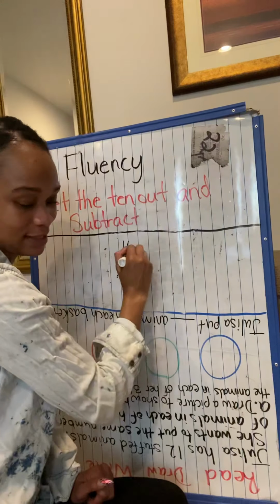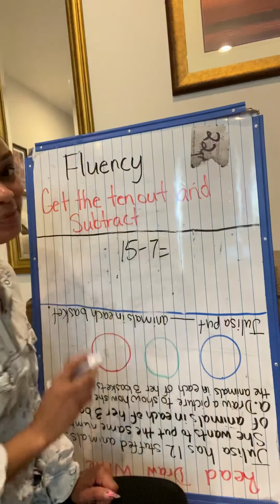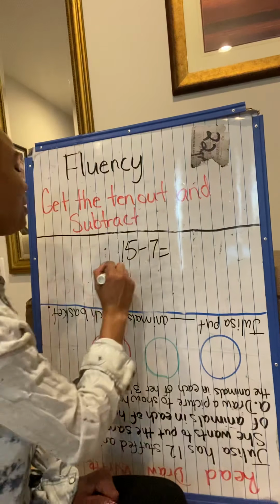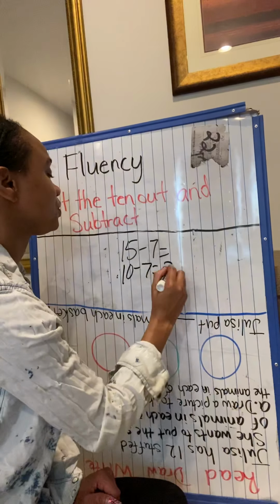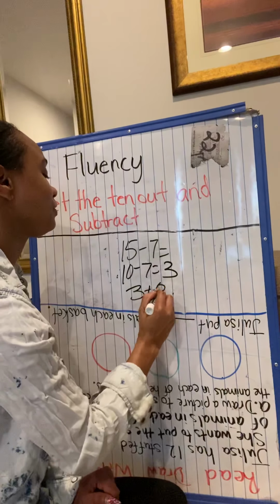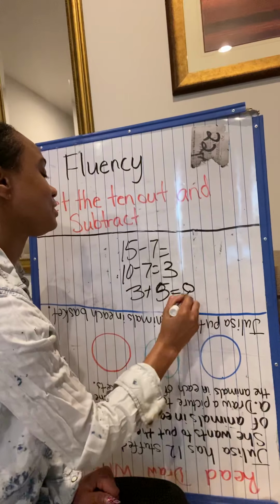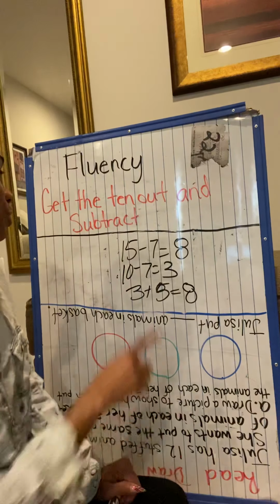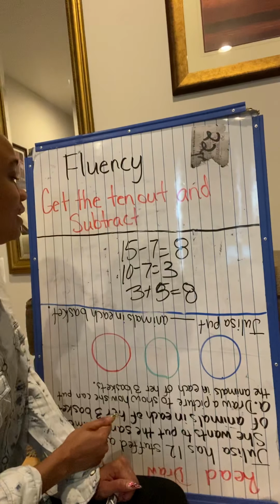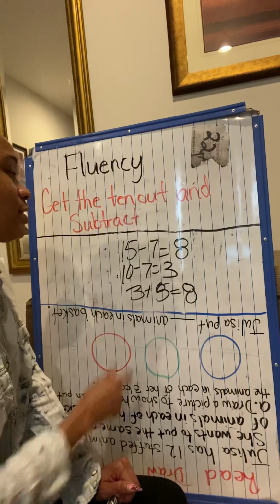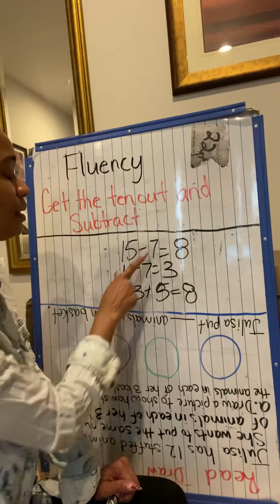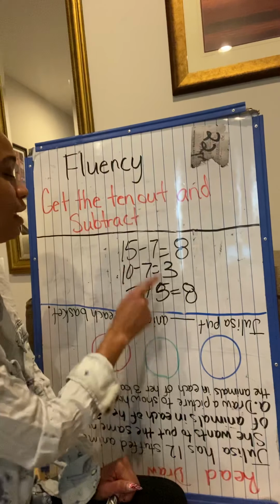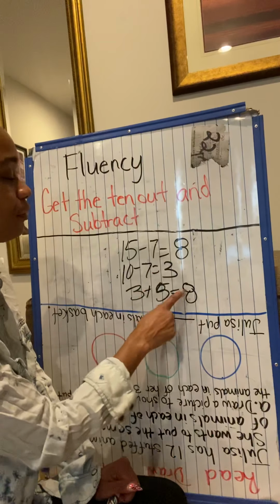How about 15 minus 7? Yep, 10 minus 7 equals 3. 3 plus 5 equals 8. So 15 minus 7 equals 8. Again, you took out the 10 from 15. You have 5 ones left. So once you subtracted the 7 from the 10, you got 3, and you added those 5 ones to the difference, which is 8.